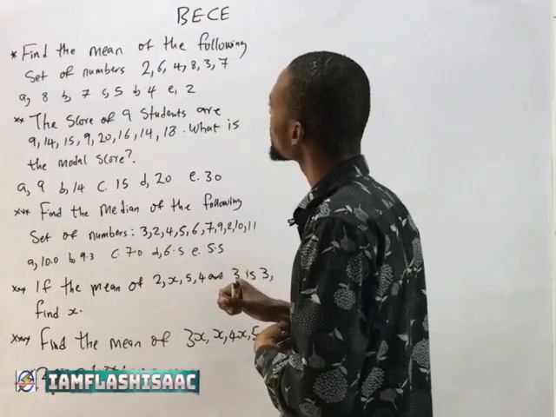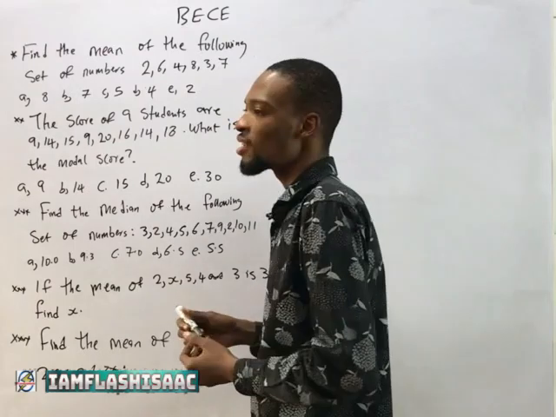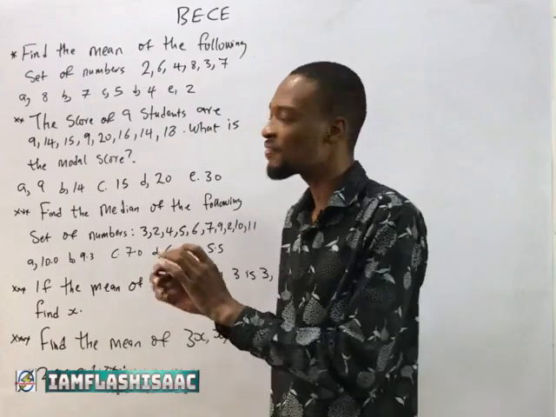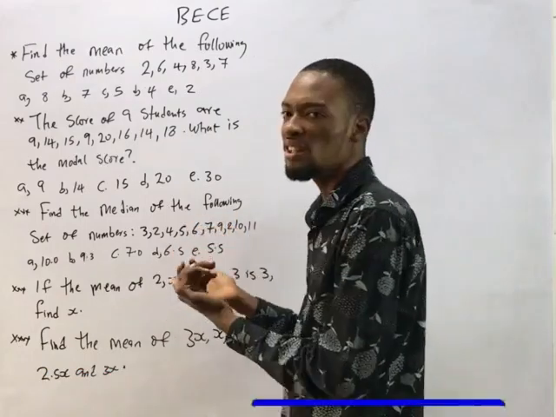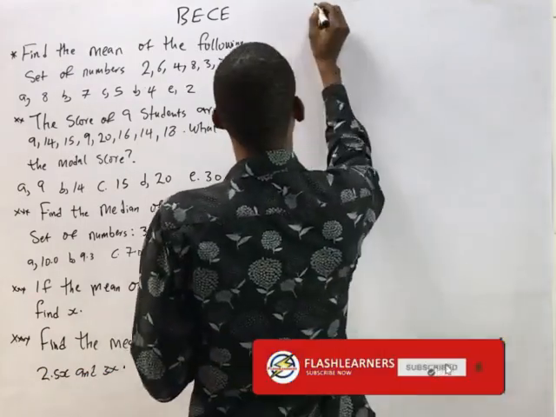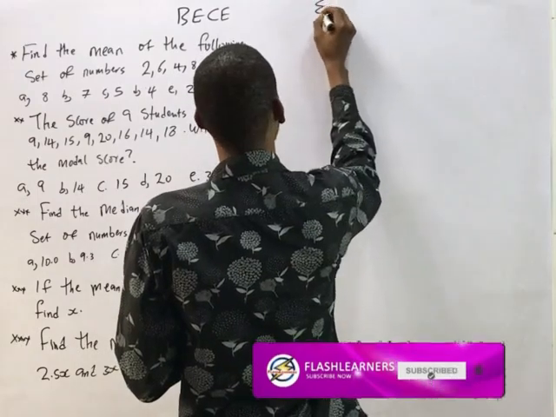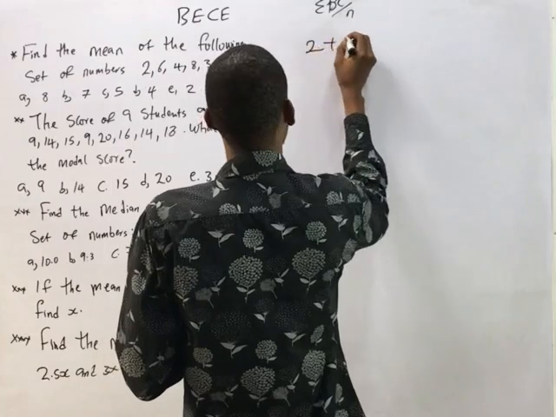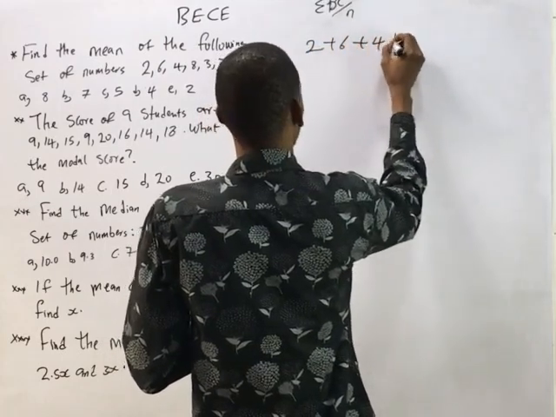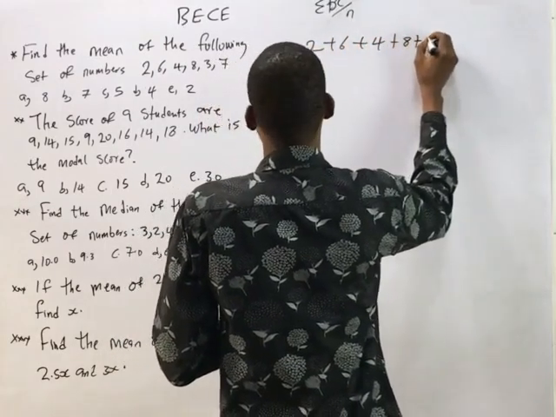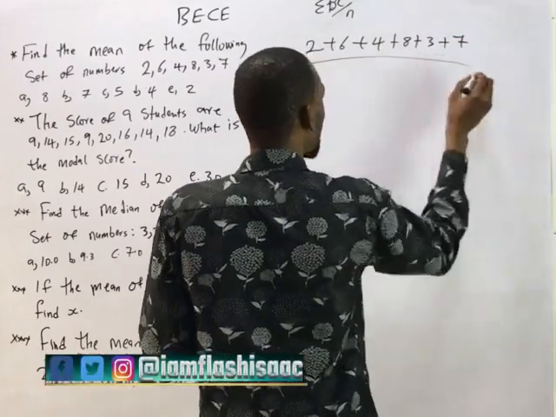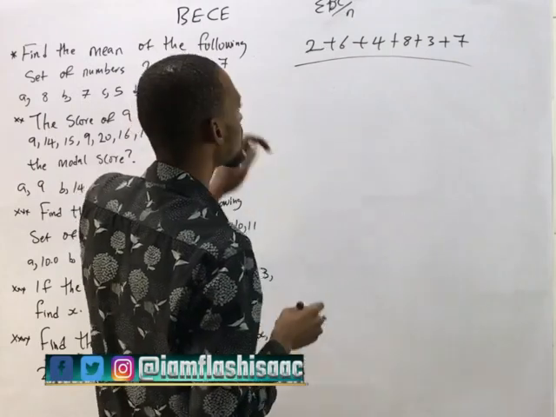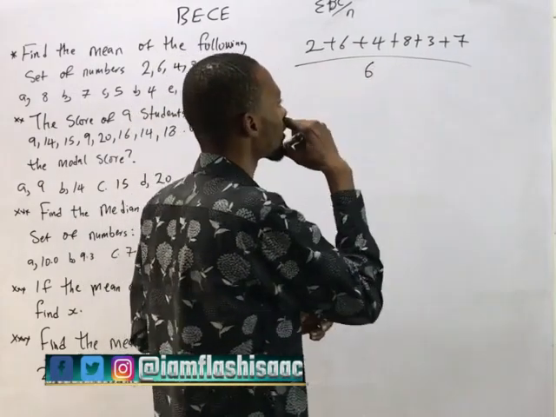Find the mean of the following set of numbers. To find the mean of numbers is simply adding all the numbers and dividing by how many they are. It is simply summation of x over n. So the mean of this will be 2 plus 6 plus 4 plus 8 plus 3 plus 7 over how many are they? You count: 1, 2, 3, 4, 5, 6.